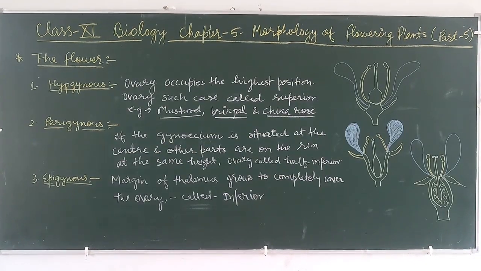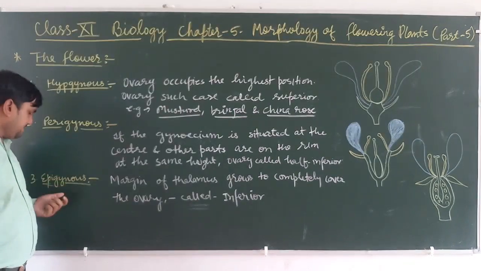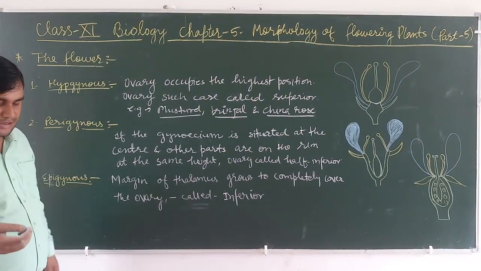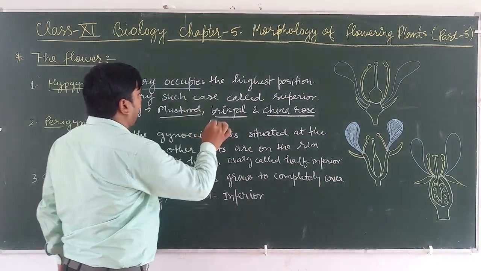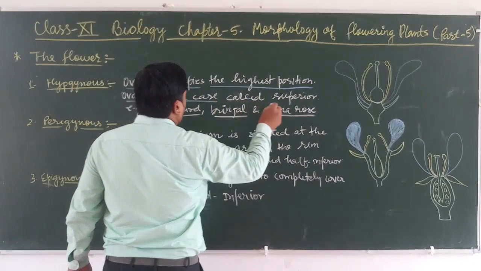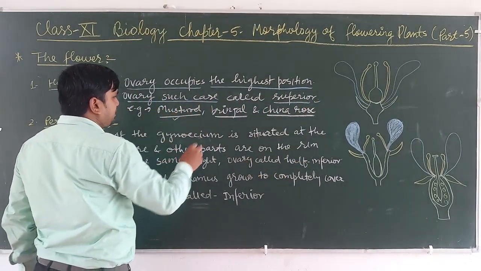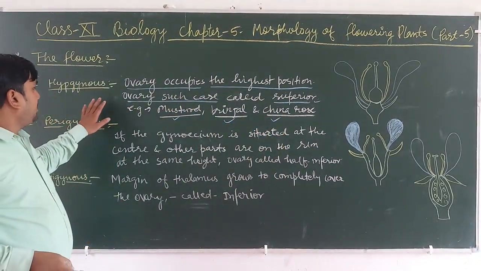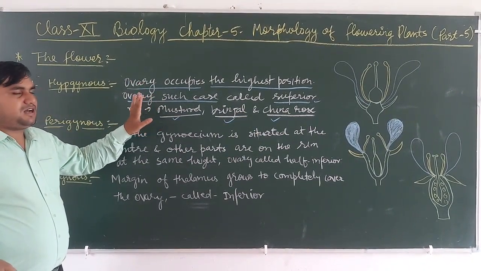Next, one by one, the details about hypogynous, perigynous, and epigynous flowers and their characteristic features. In the hypogynous flower, the ovary occupies the highest position. Such an ovary is called a superior ovary. Important examples are mustard, brinjal, and China rose.